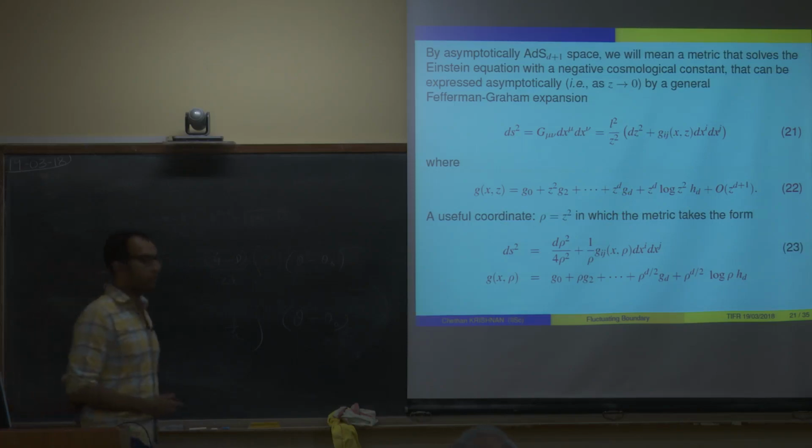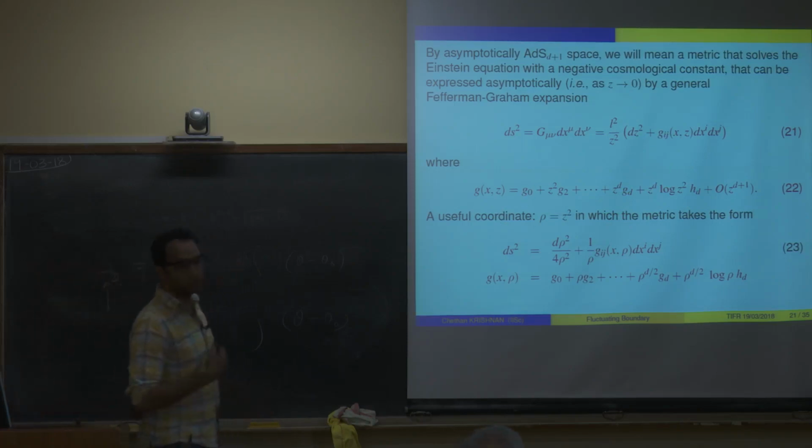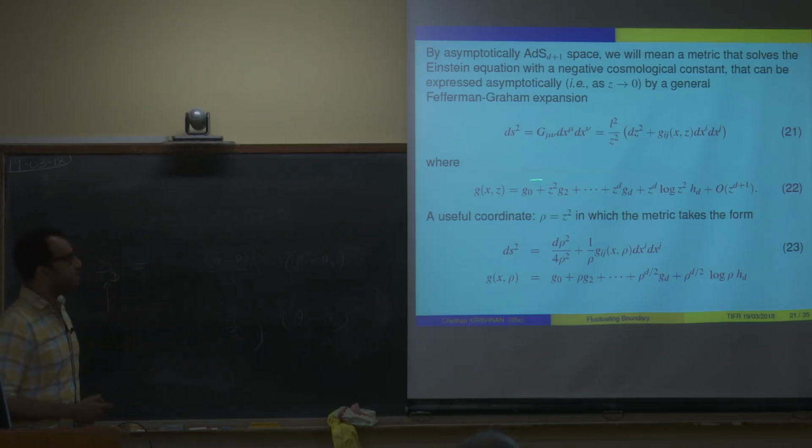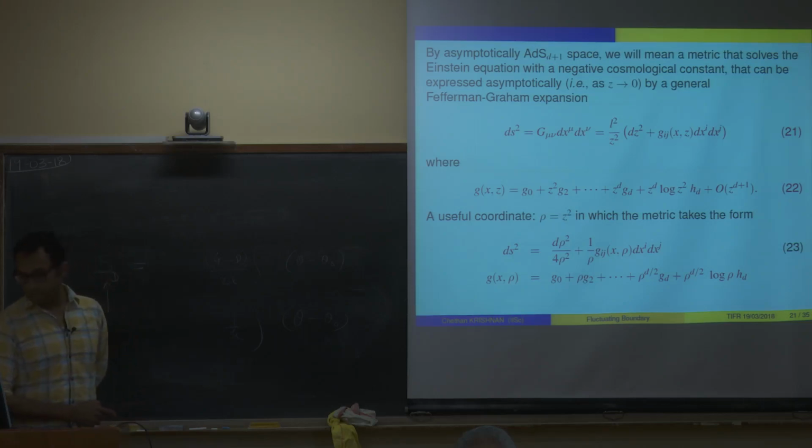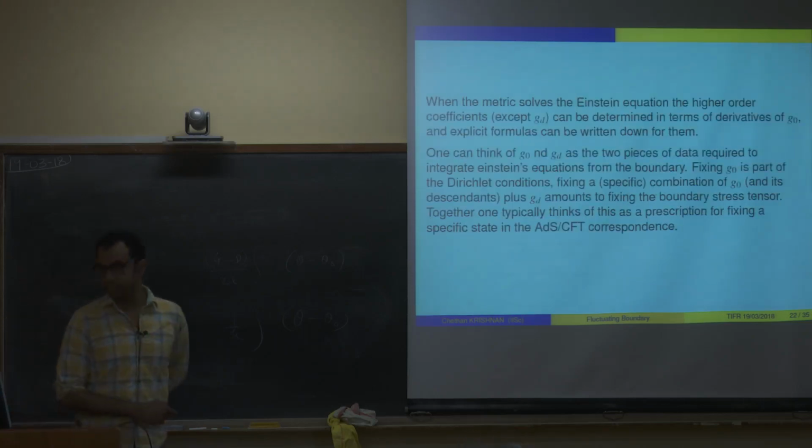It's a two-derivative equation of motion. So if you fix G0 and GD, the solution is in principle completely fixed. Usually you think of fixing G0 as a boundary condition, and roughly speaking, you can think of what we are doing as fixing GD.